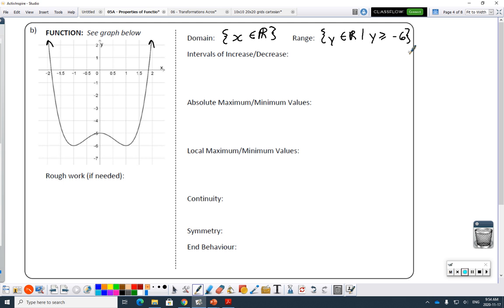I've seen this written in reverse before, where you write y greater than or equal to -6 such that y is the element of reals. I think that's technically wrong, but I don't really get too excited when people do it because it's a weird notation.